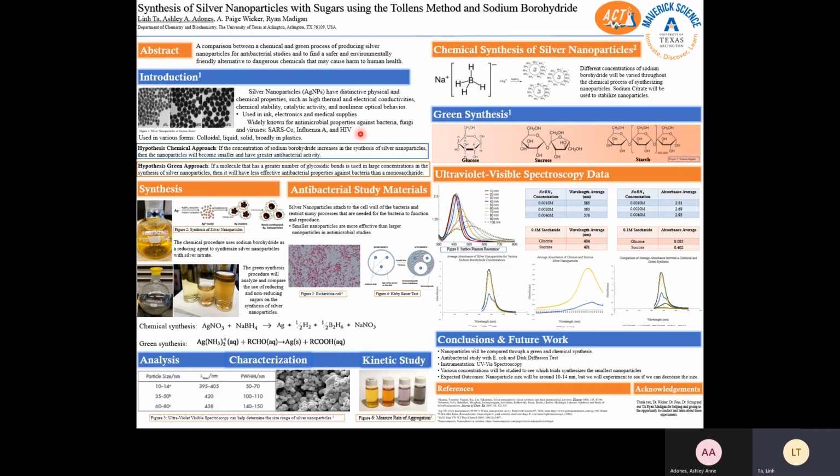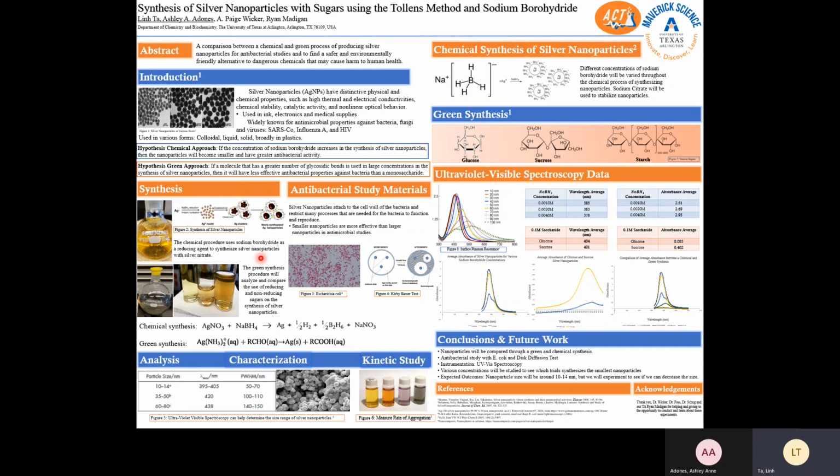And for synthesizing nanoparticles, there are three ways. And in our project, we are focused on the chemical synthesis and the green synthesis. The chemical synthesis appears to have low cost and high use. However, the use of chemical reducing agents are harmful to living organisms. In contrast, the green synthesis is shown to be simple, cost-effective, and especially environmentally friendly approaches.